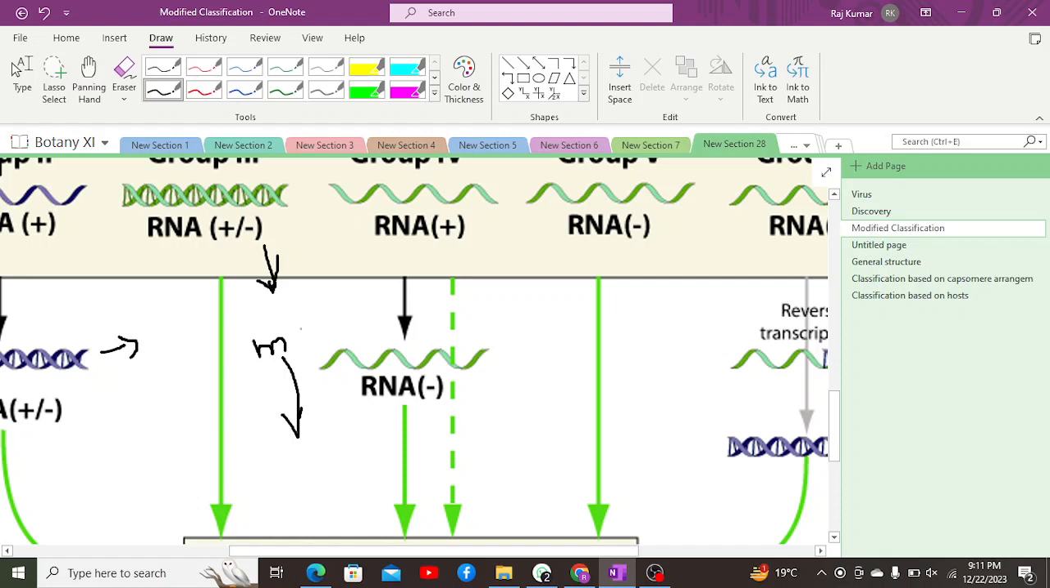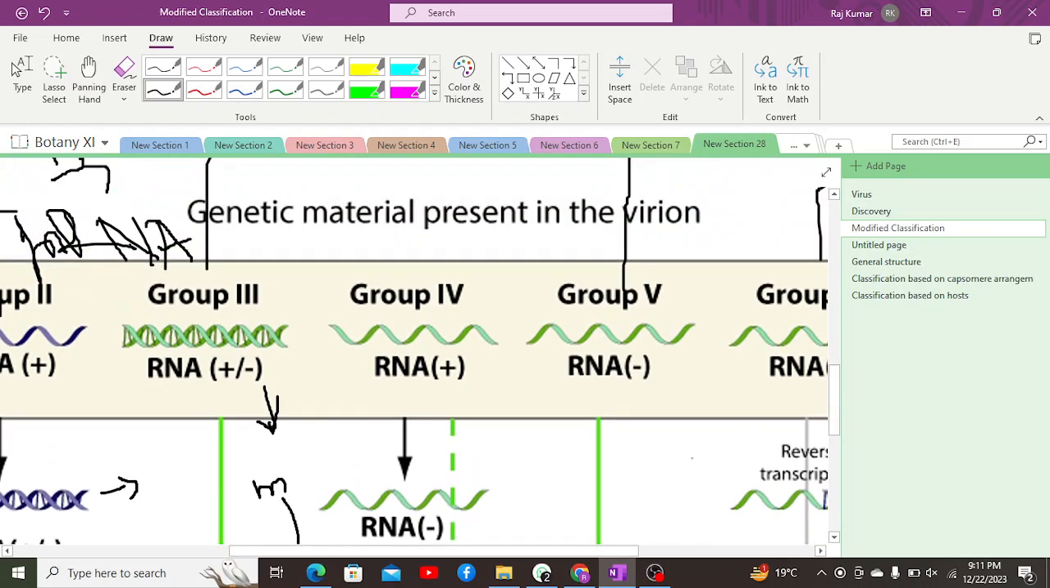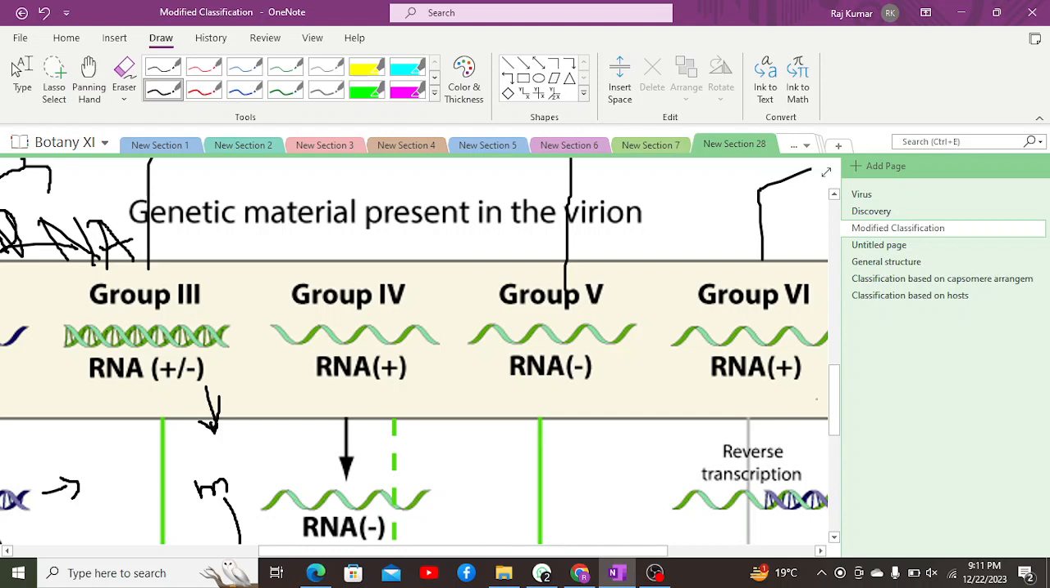Now the mRNA which is formed over here is either utilized for protein synthesis or for genome formation. An example of this includes reovirus. After that, there are two classifications of single-stranded RNA virus, which includes the plus sense single-stranded RNA virus and minus sense single-stranded RNA virus.